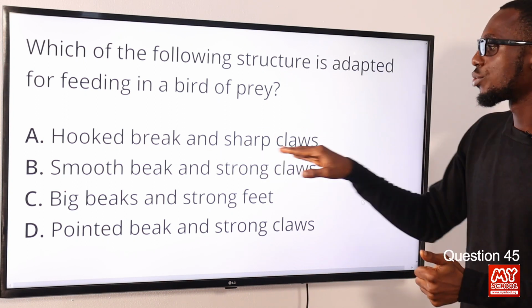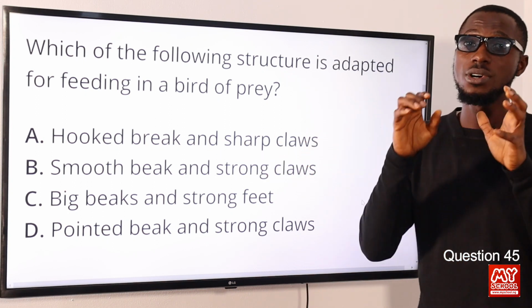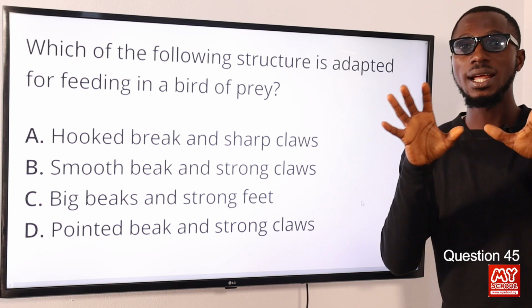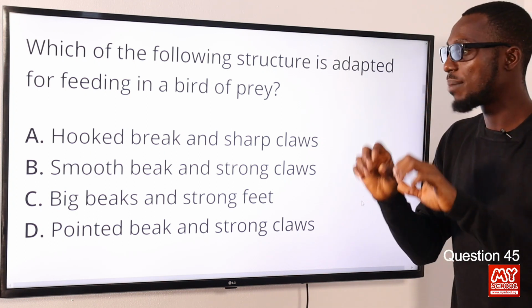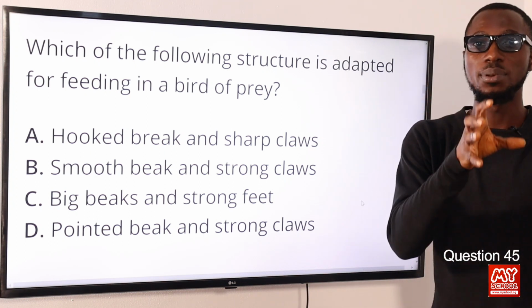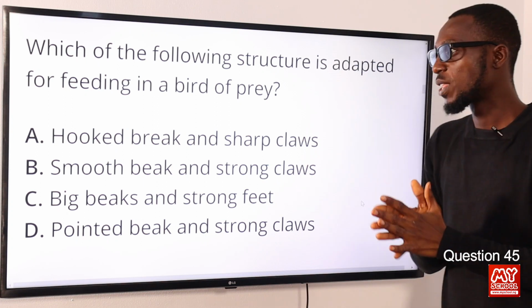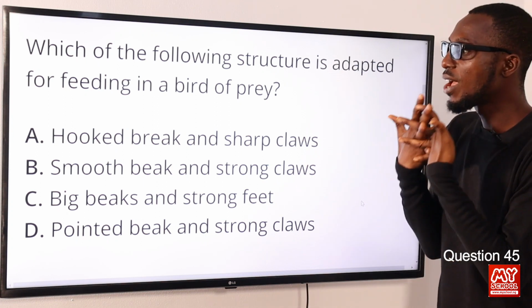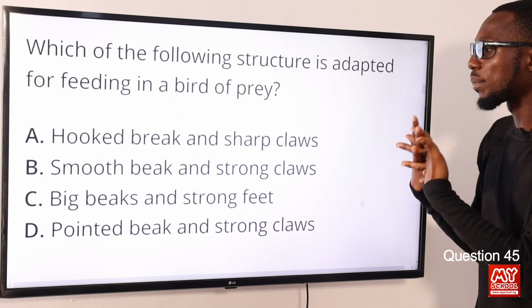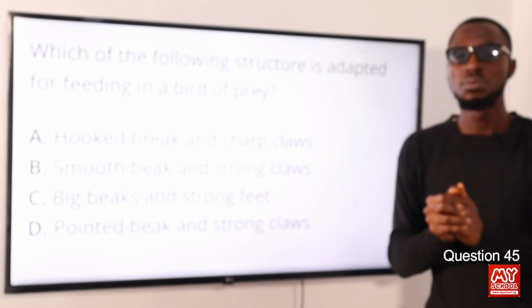Also, sharp claws. These sharp claws are as well strong. They are used in capturing their prey, catching them, gripping them, and also carrying them, probably to feed their young. So the correct option here is option A, hooked beaks and sharp claws. Option A is the correct option.